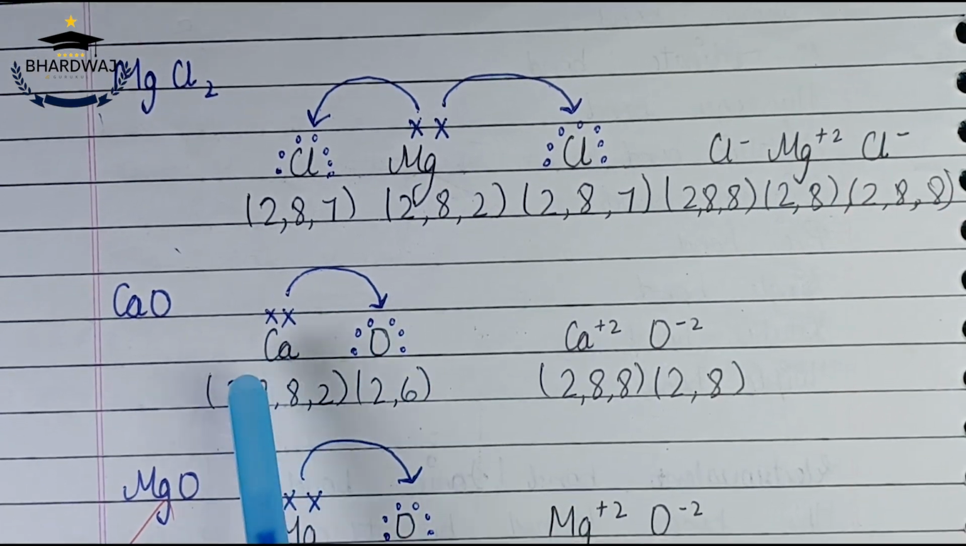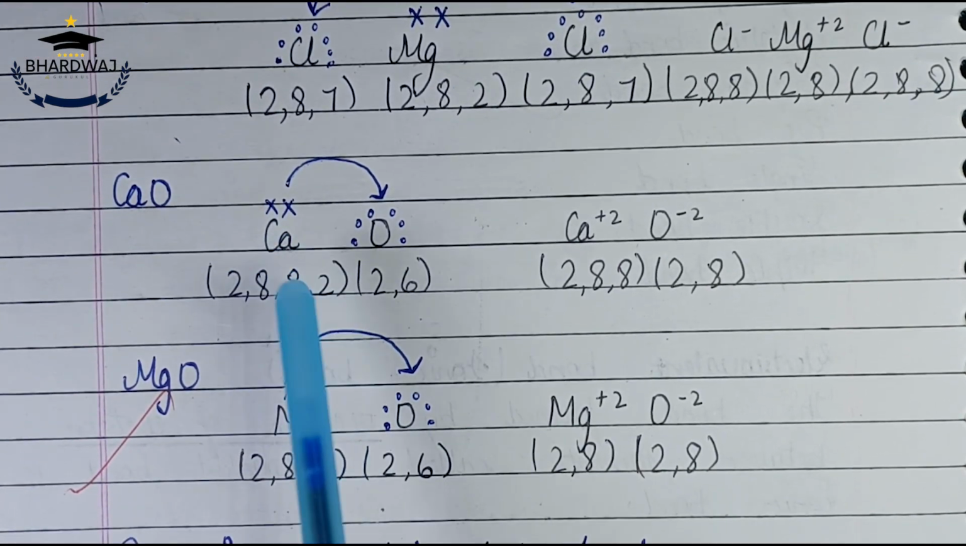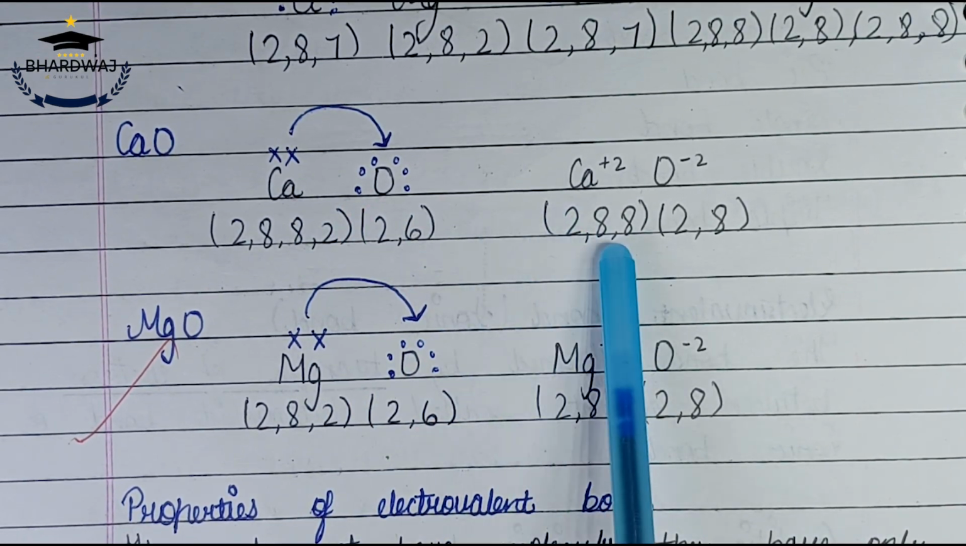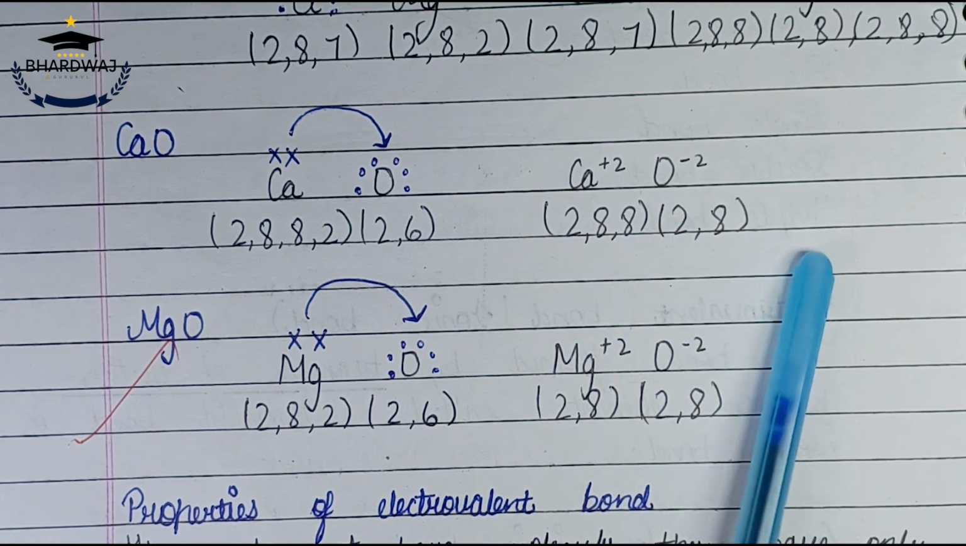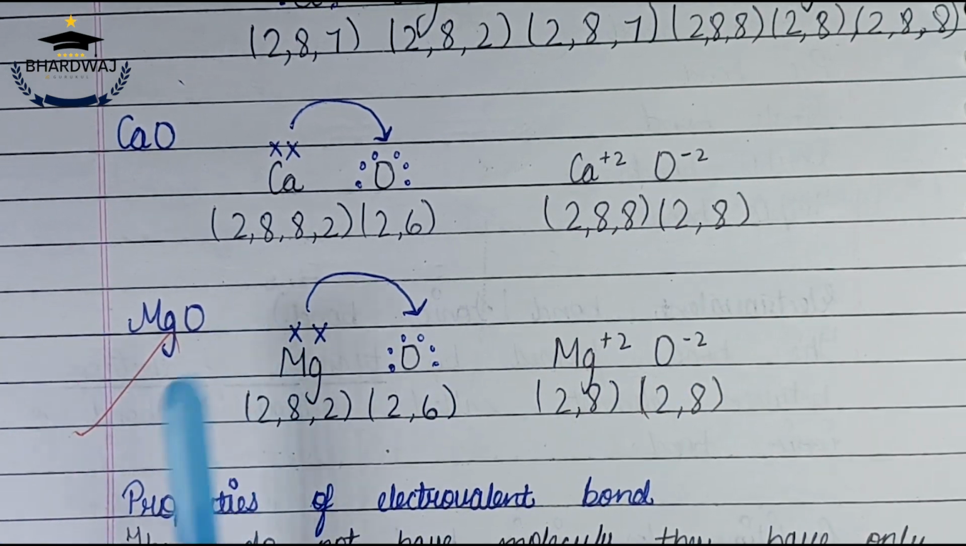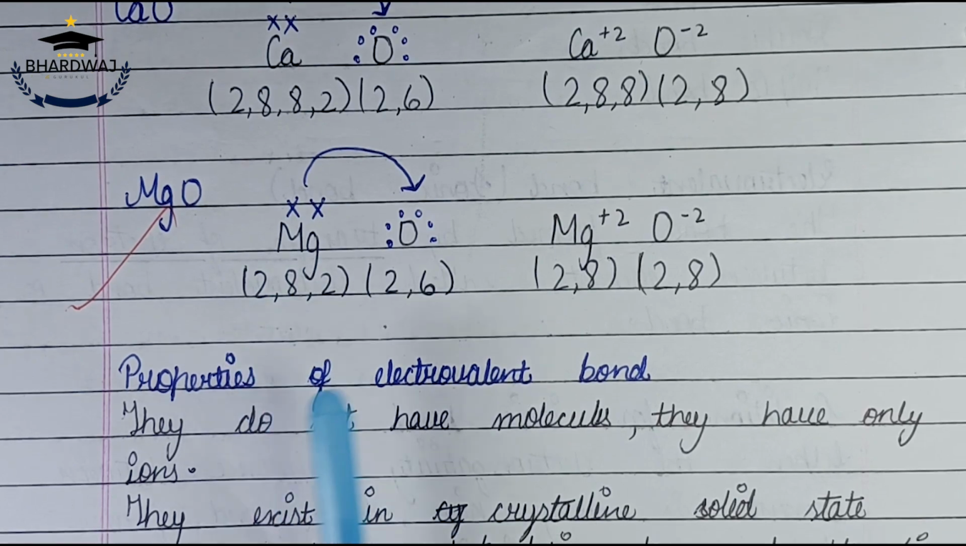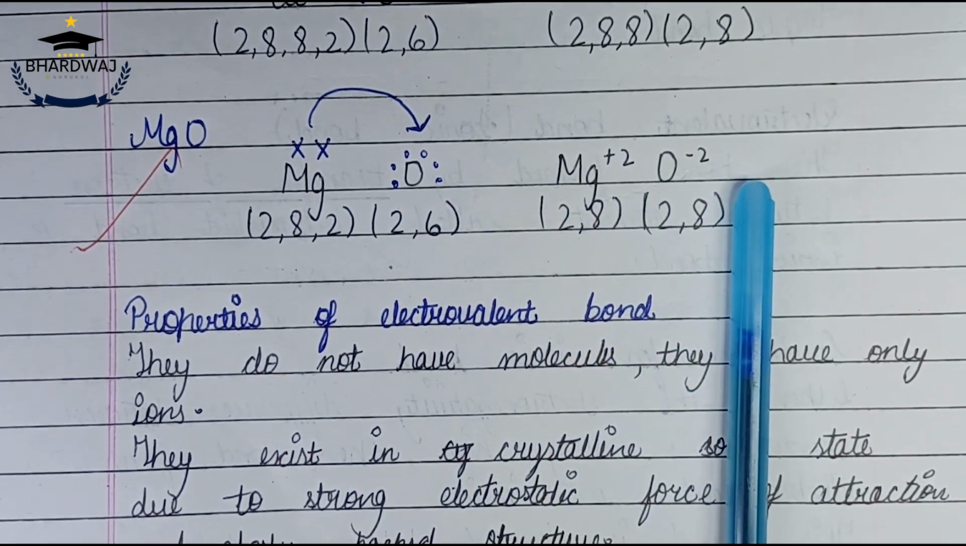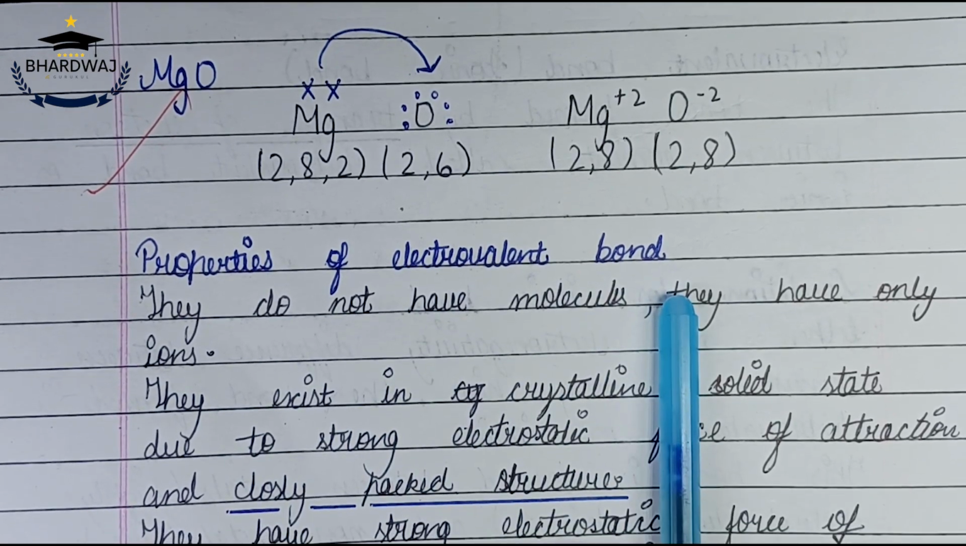CaO: calcium has 2 electrons in the valence shell, oxygen has 6 in the valence shell. So it will become 2, 8, 8 and 2, 8. MgO: magnesium has 2 electrons in the valence shell and oxygen has 6, so it will become Mg2+, O2−.